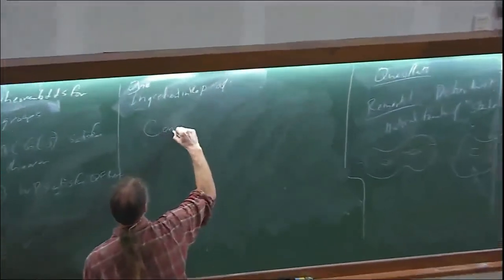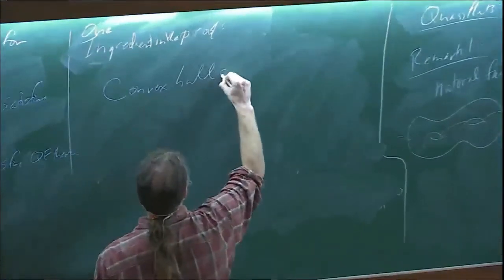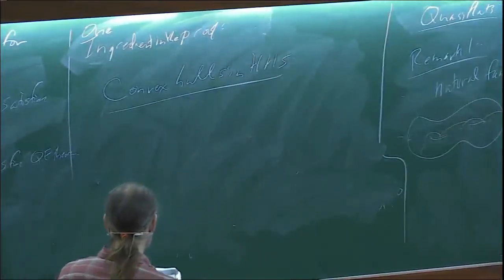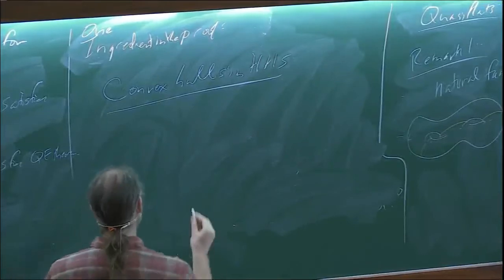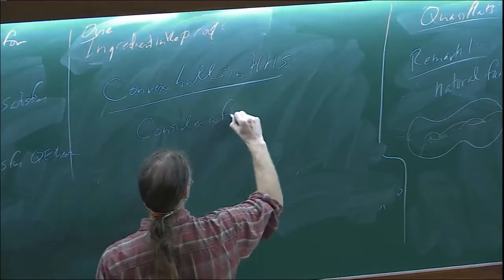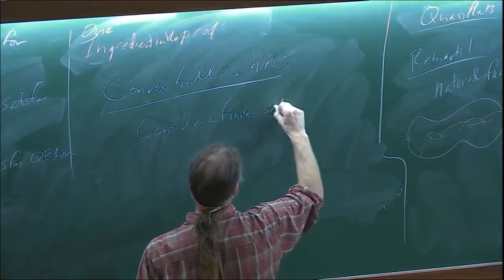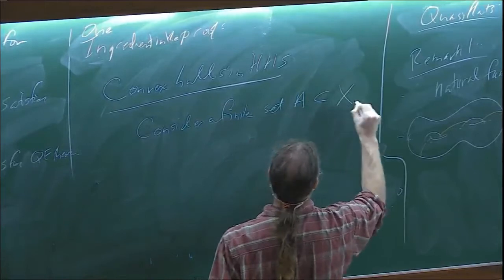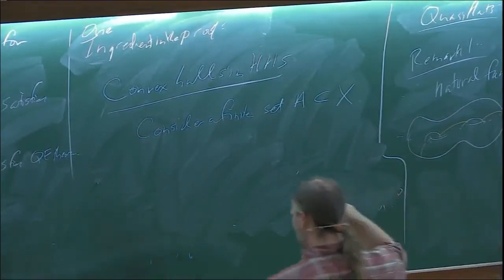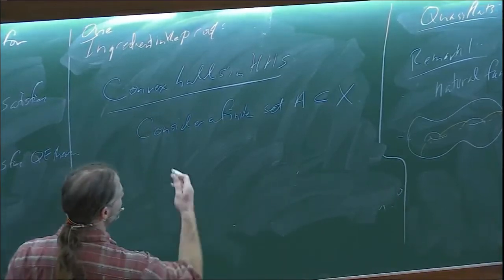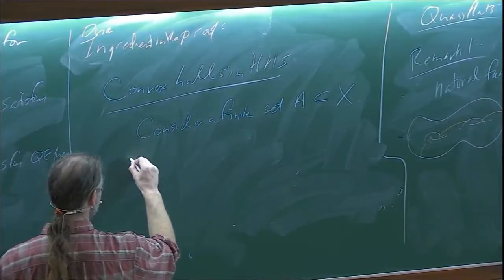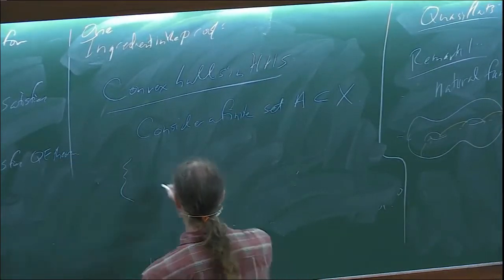Convex hulls. Okay, so here's the idea. Consider a finite set A contained inside X. We want some way of describing all the points that are between them. So here's the definition. It's the set of x in my space that have the following properties.